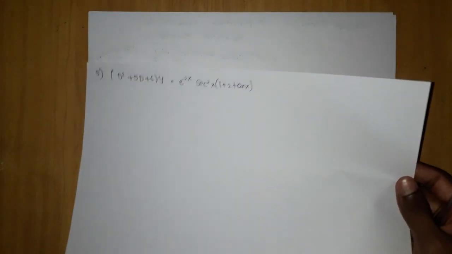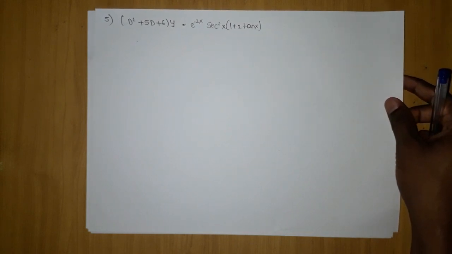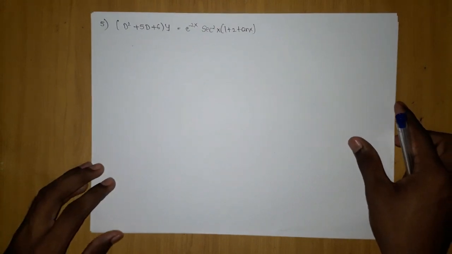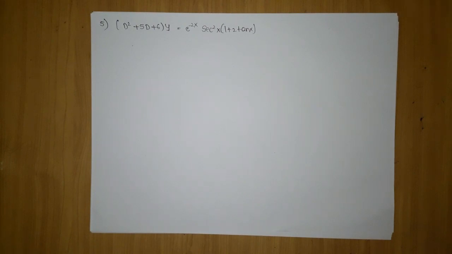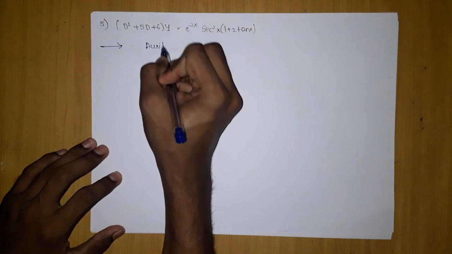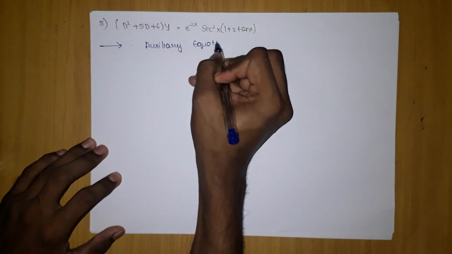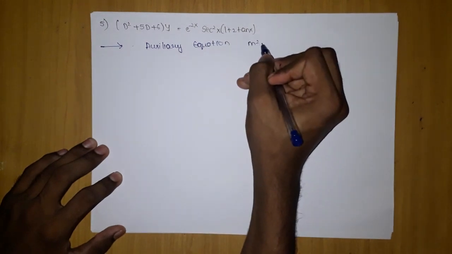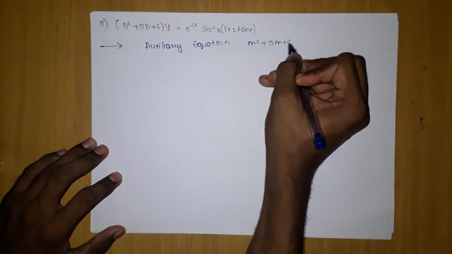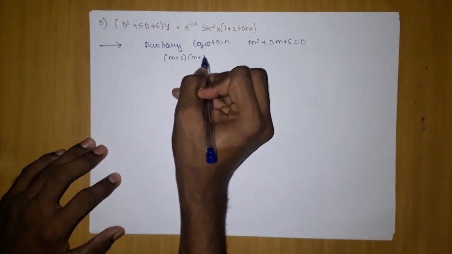So if we move on, we are going to see the fifth problem, which is D square plus 5D plus 6 into y equal to e to the power minus 2x into sec square x into 1 plus tan x, right? So the auxiliary equation is what? The auxiliary equation is m square plus 5m plus 6 equal to 0, which will give you m plus 2 and m plus 3 equal to 0.